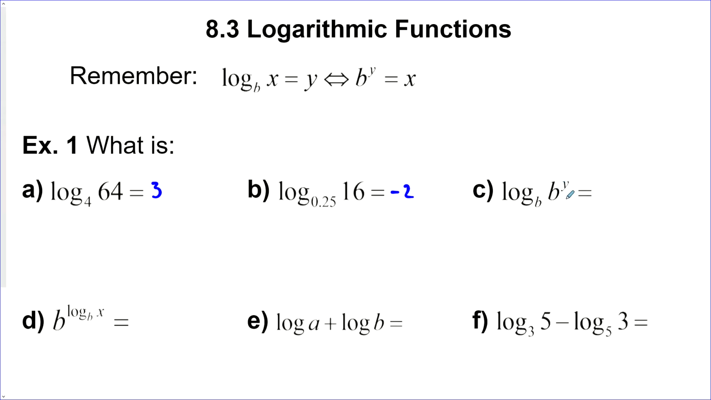Now this one we're not going to get a numerical value, but we can use our log laws here. If we have an argument and it's raised to an exponent, we can take that exponent and drop it down in front as a coefficient. And then log base b of b is just equal to 1, because b to what exponent gives me b? 1.